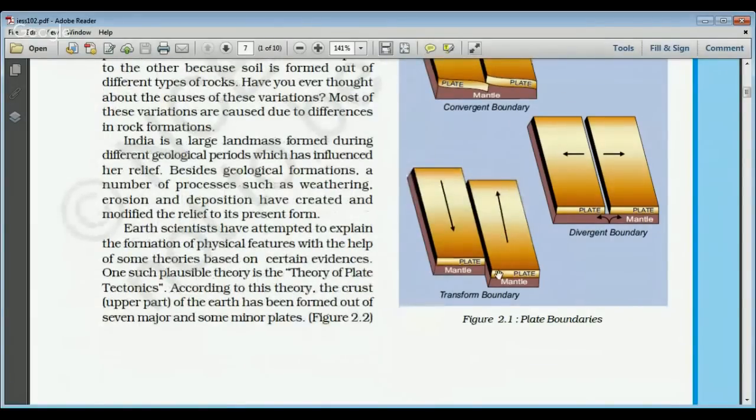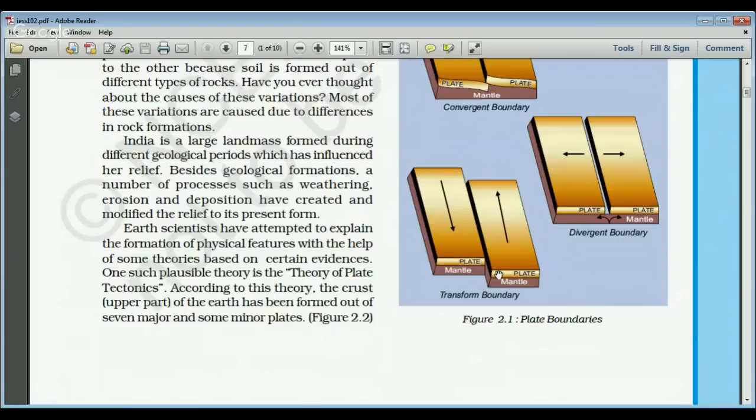Now earth scientists have attempted to explain the formation of different physical features, and there are various theories based on various evidences. The most important theory associated with the continents of present earth is the theory of plate tectonics. There are various theories, like the nebula theory and the continental drift theory, but then the most acceptable theory came, known as the theory of plate tectonics. We will see all the other theories in the Class 11 geography.